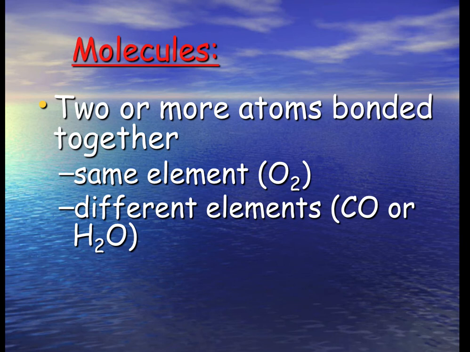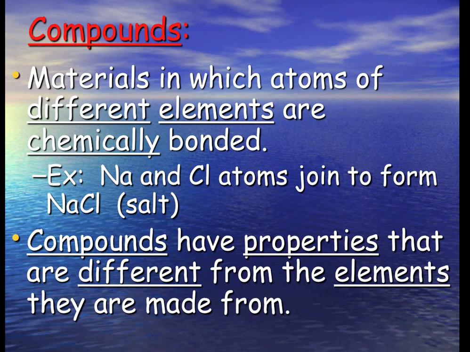And then we also have different elements, carbon monoxide, carbon dioxide, or water. So we have two different elements, or more than one atom of many elements, or of the same element. So that would be molecules. We also have compounds, the materials in which atoms of different elements are chemically bonded. So sodium chloride, sodium and chlorine join together to form NaCl, table salt. Compounds do have properties that are different from the elements they are made from.